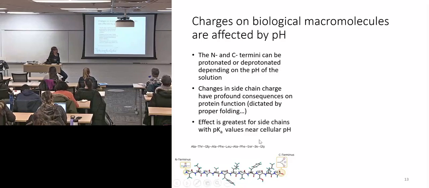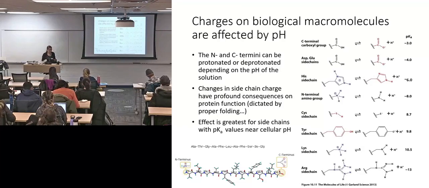So the effect is going to be greatest for side chains that have a pKa value very near to cellular pH. So if you have a pKa value very close to 7, you're at risk of having your proton hop on and hop off and have some effects. If your pKa value is very far from cellular pH, it's not expected that you'll be really affected at all. Okay?